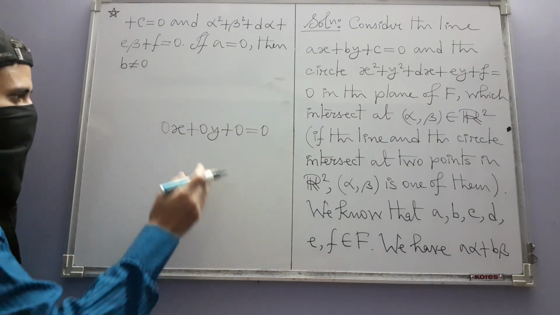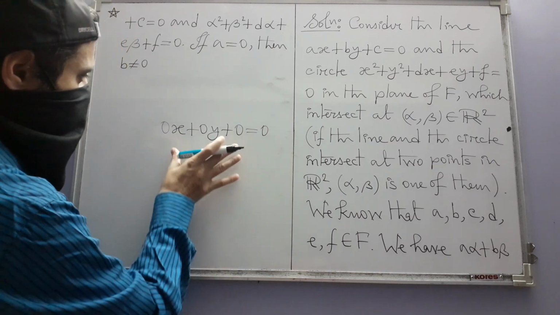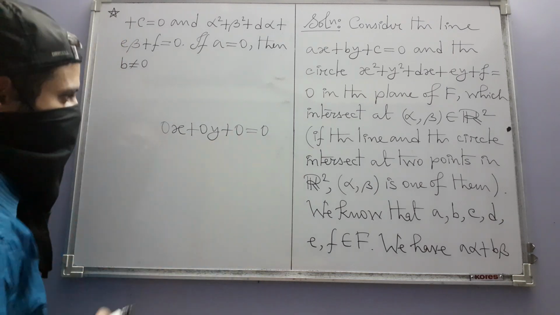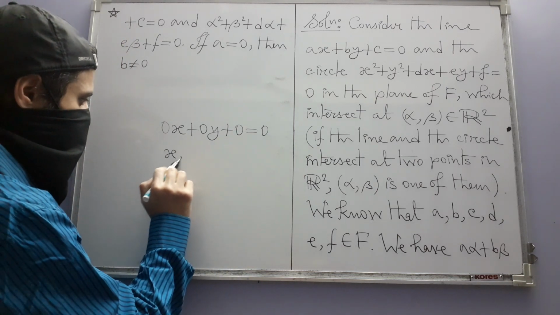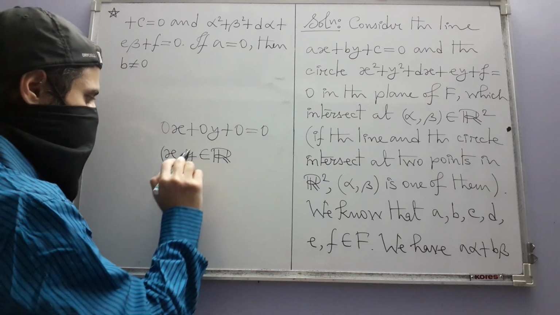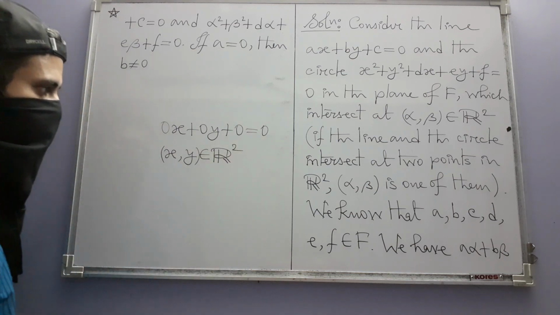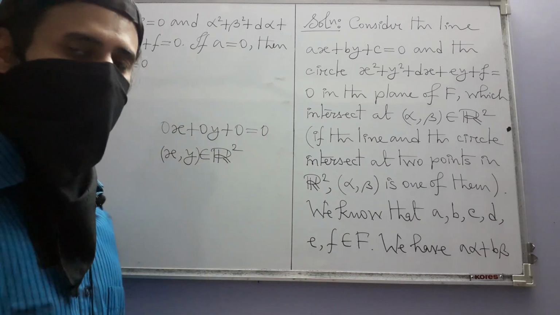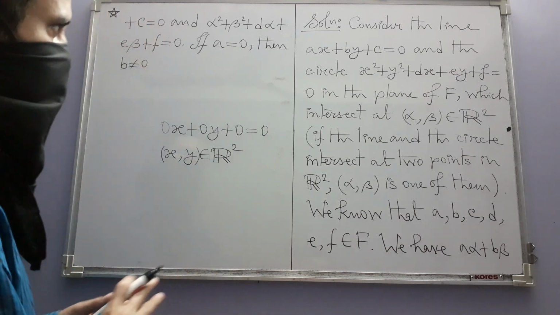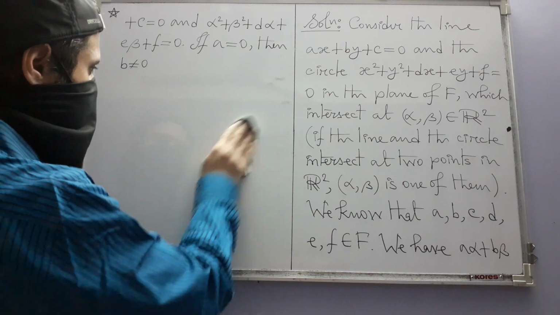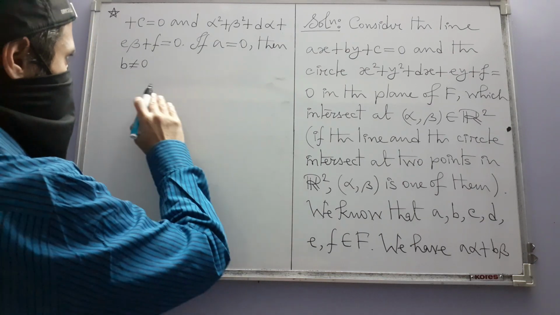Say A is 0 and B is also 0, so C is forced to be 0, and the equation looks like this. What does this represent? Can you see that? Obviously, for any two real numbers, or in other words, for any such ordered pair in R2, this equation is satisfied. So this equation represents the entire plane, and that obviously is not a line. So that's why we need B to be non-zero when A is 0 in order to avoid this thing. Okay, so if A is 0, then B is non-zero.